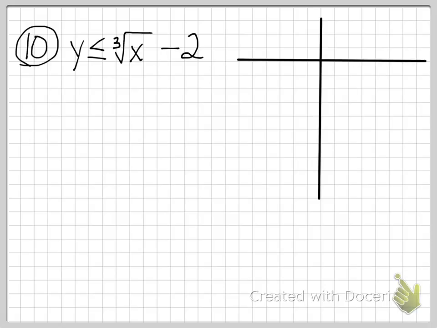Number 10. What kind of radical do I have? I have a cube root. That's awesome. I know it's going to go all the way across in an S shape. What's my transformation? I only have one transformation, and that's the 2 on the outside. Because it's negative, we know it's going down. So I go down 2 and put my reference dot. There's no stretch or compress. So you go up 1 and down 1. Over 8, up 2, over 8, up 2.